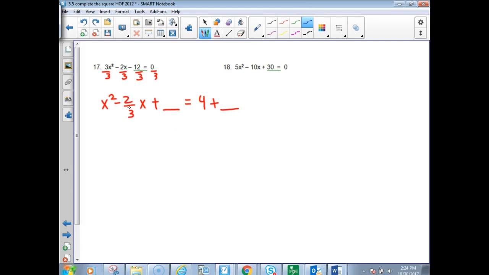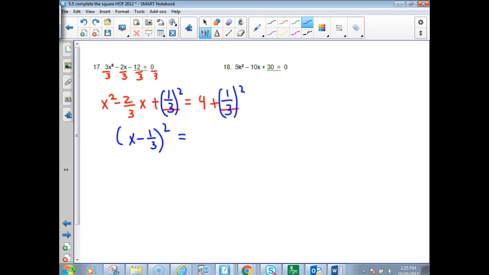This one's not bad. What's half of 2/3? One of them, 1/3 is half. Half of 2/9 is 1/9. Yeah, it's all right. All right, factor this guy: (x minus 1/3) quantity squared.